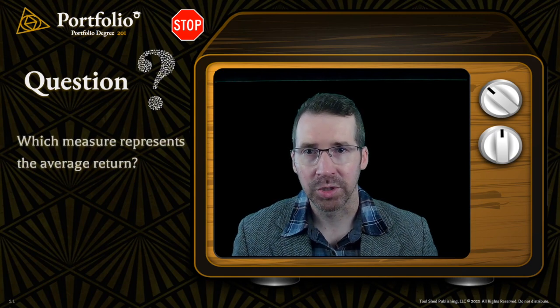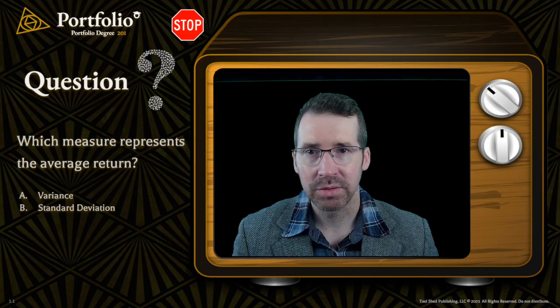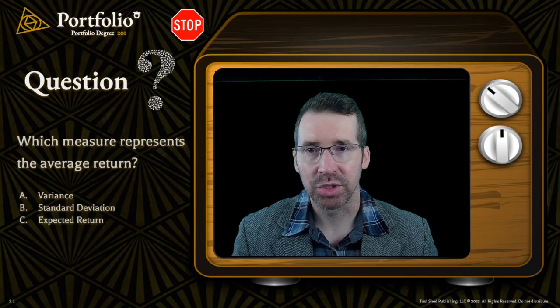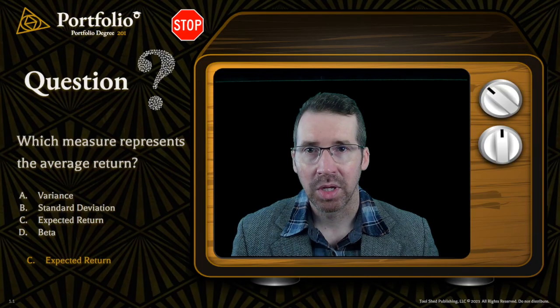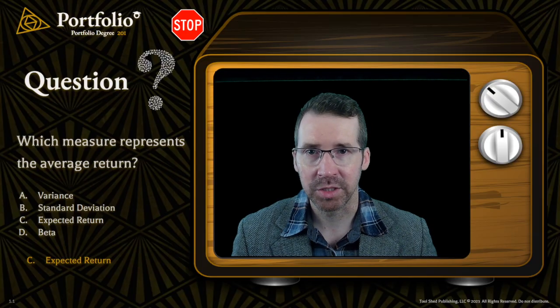All right, let's take a moment and pause for a question. Which measure represents the average return? Is it A, variance, B, standard deviation, C, expected return, or D, beta? The answer is C, expected return. And hopefully that one was an easy one for you, but if you forgot, don't worry, expected return comes up a lot with investments, so that one will get reinforced over time.